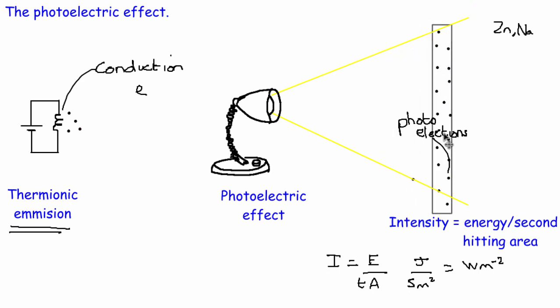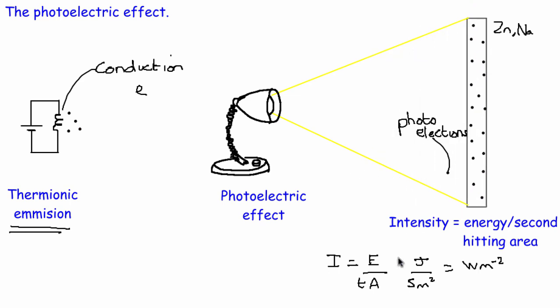The other way we could do it is to increase the amount of energy per second that is hitting this, and we could do that by making our lamp more powerful. You could have a 100-watt bulb instead of a 60-watt bulb, which in everyday terms means the light hitting this surface is brighter than if we used a 60-watt bulb. So that's intensity and what the photoelectric effect is.